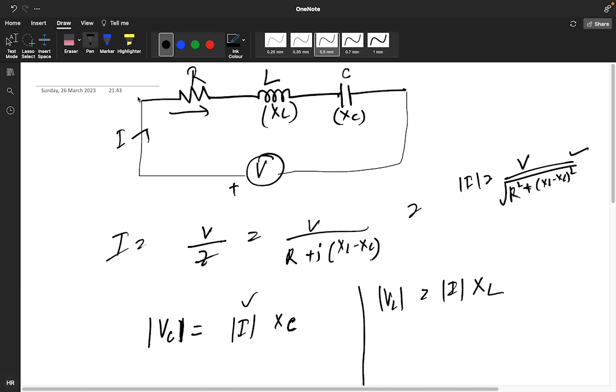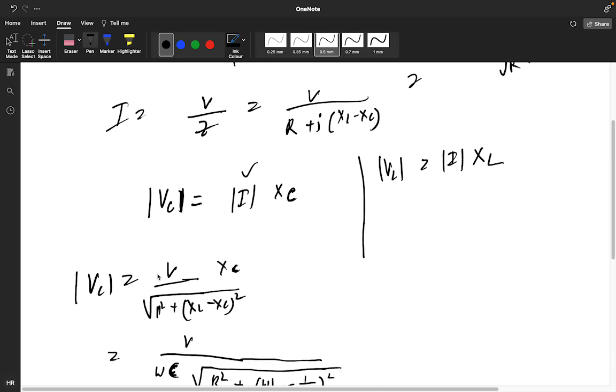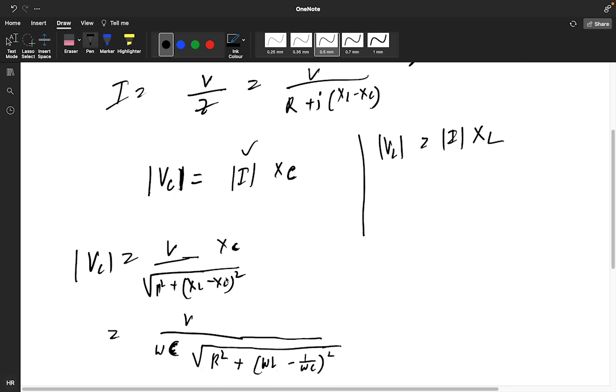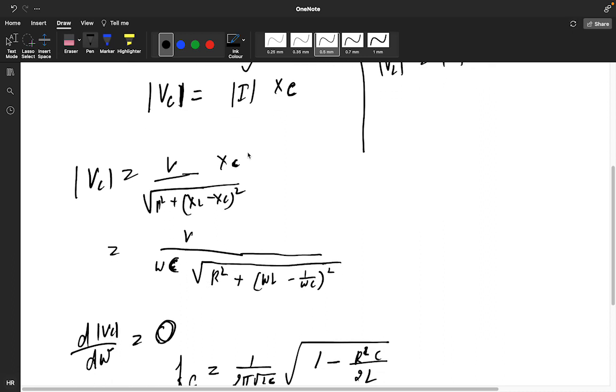So I having the magnitude current, and this magnitude current when multiplied with XL will give the VL value, and when multiplied with the XC value will give the VC value. So I am doing it for VC. So VC will be V divided by root under R square plus XL minus XC the whole square, into XC. Now XC value is 1 upon omega C. So that's why omega C came. R square and XL value is omega L minus 1 by omega C the whole square.